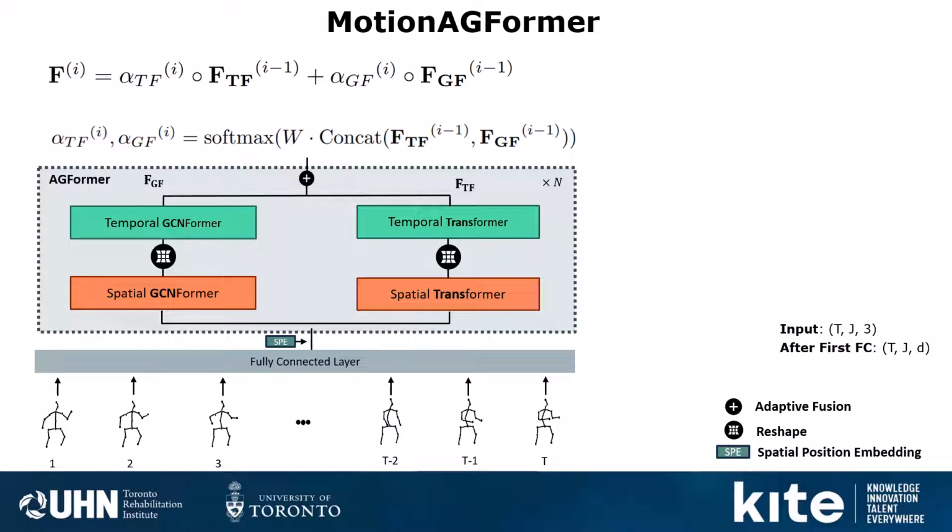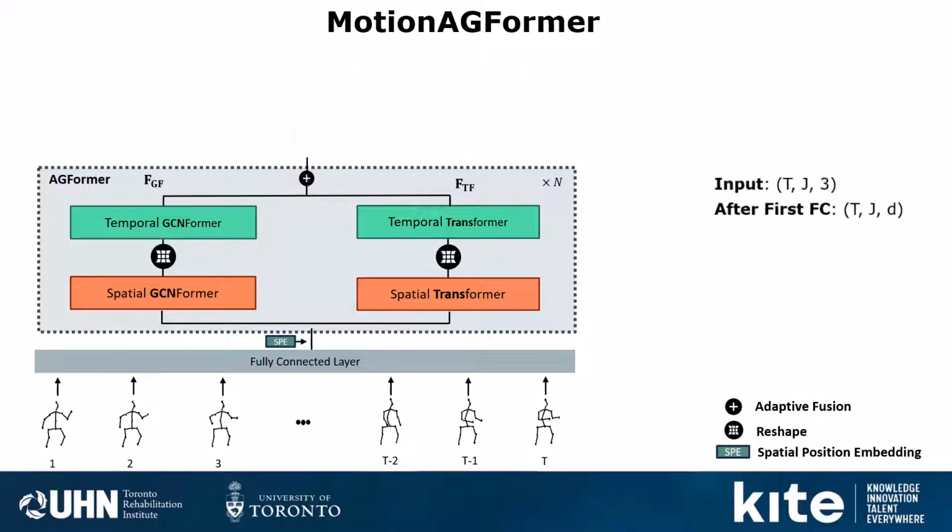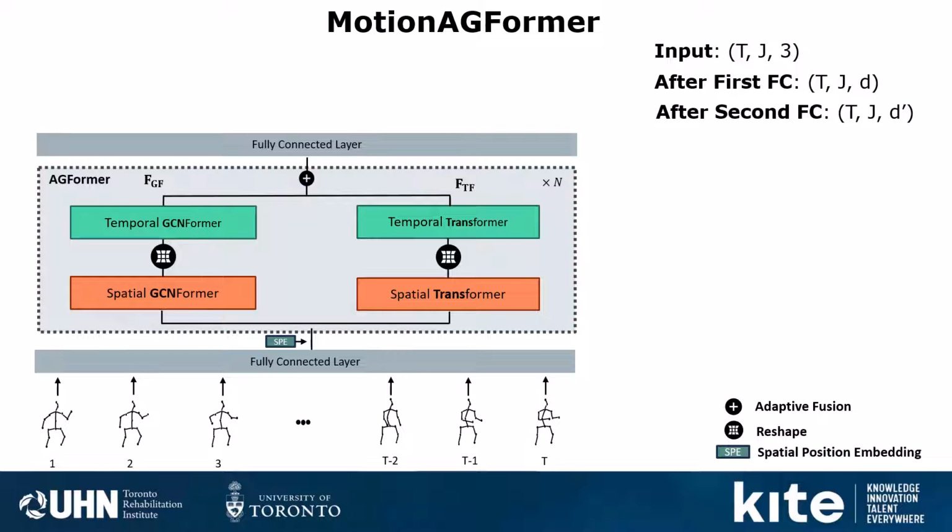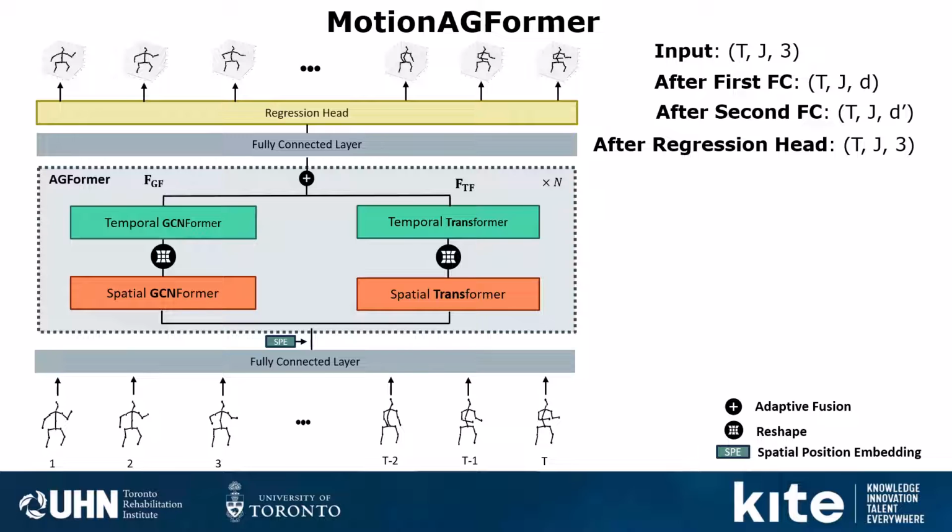And after repeating this AGFormer module N times, we pass them to a fully connected layer, which changes the dimension of channels from D to D prime, and finally a regression head for outputting XYZ for each joint and each frame. Note that the spatial position embedding that we added at first is not strictly necessary because the GCNFormer stream can preserve both the spatial and temporal ordering of the sequence. But based on trial and error, adding this spatial position embedding helps to achieve a better final performance.